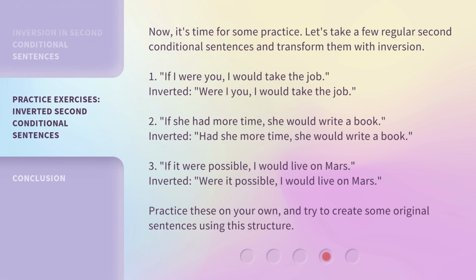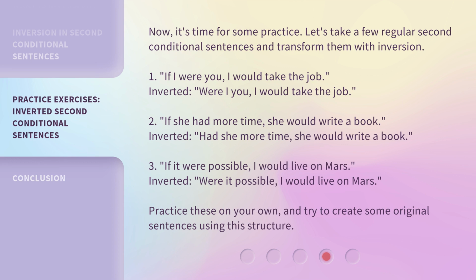Now, it's time for some practice. Let's take a few regular second conditional sentences and transform them with inversion. 1. "If I were you, I would take the job." Inverted: "Were I you, I would take the job."